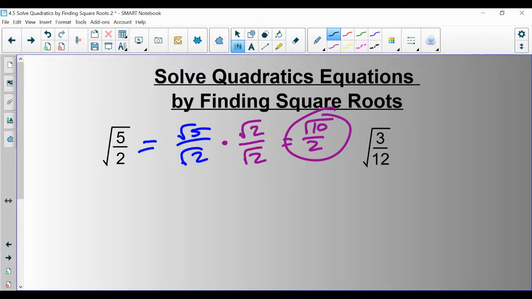So let's look at this example then. We have the square root of 3 over 12. We know, using that property, that we can change this into the square root of 3 divided by the square root of 12.